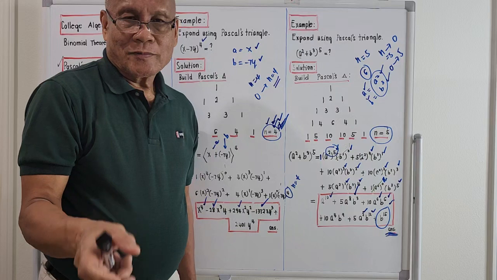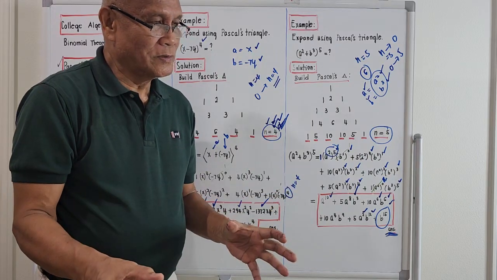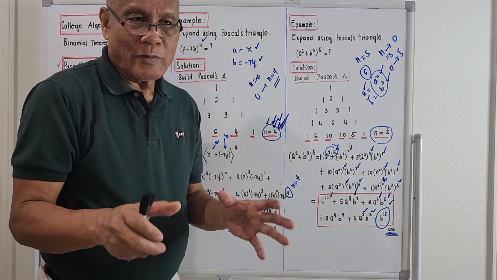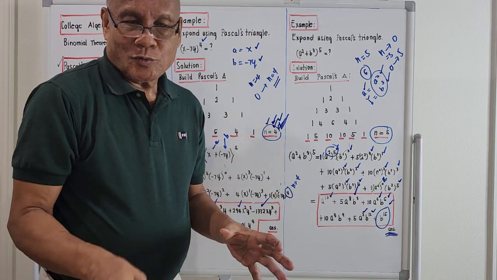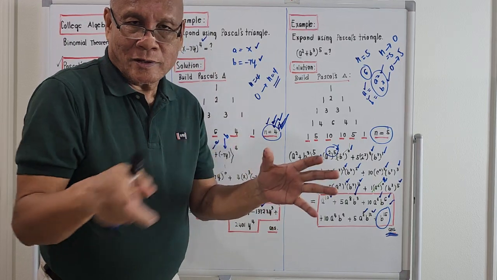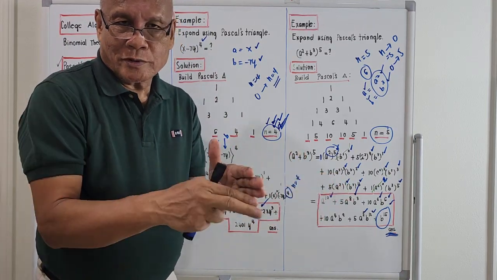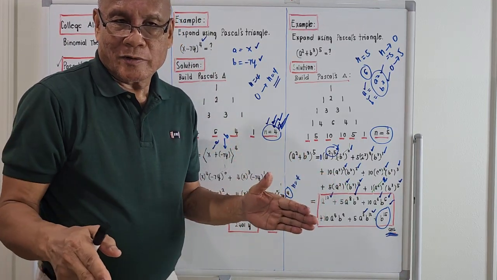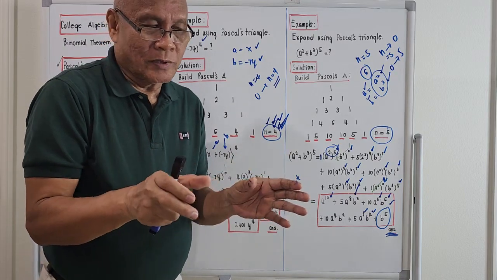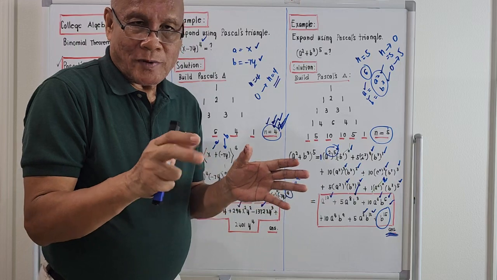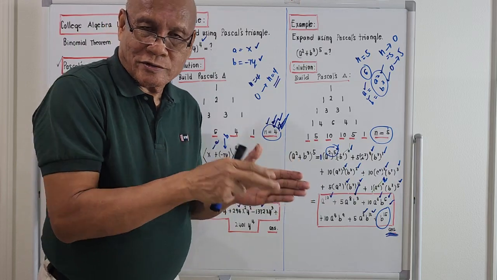This is Professor DavidJDelosReyes. That's the solution of the expansion of a binomial expression by using Pascal's triangle. First one, build the Pascal's triangle, determine the coefficient, then try to expand, okay? One by one, but be sure to carry the proper exponent for the first and second terms.